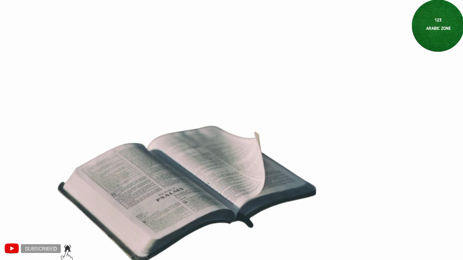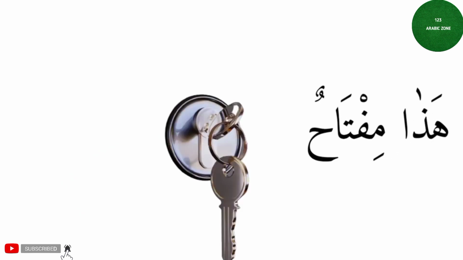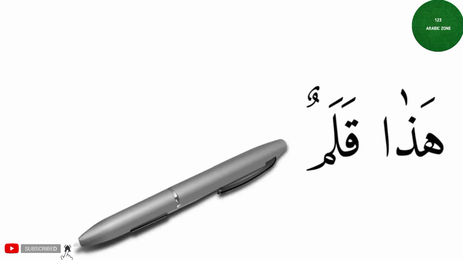The next one. هذا مفتاح. This is a key. The next one. هذا قلم. This is a pen. Let's repeat. هذا قلم. This is a pen.